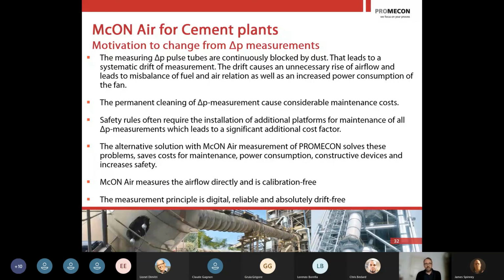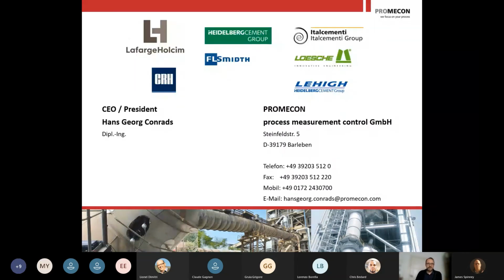So here are some of the partners, and now I saw I had to correct this last slide. Of course, I'm not the CEO of Promecon. I'm the application engineer.